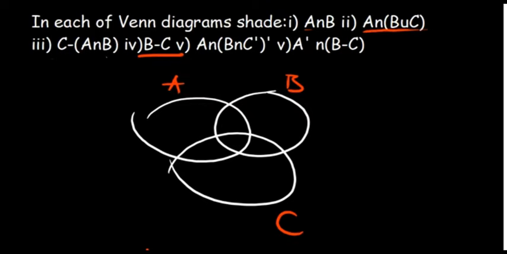So remember, this is part of C, so we are going to exclude it. We are going to exclude this part, which is C. We are only interested in the region of B without it. So what we are going to shade is the entire region of B except the region of B which is also part of C, because it's saying B minus C. Okay, that's easy. That's easy.